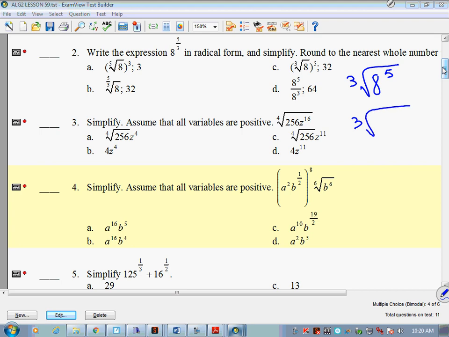Can I write this another way? Right? Remember I showed you that there are 2 ways to write that. Where else can I put that 5? I could put it all the way on the outside here. Okay? Let's go ahead and just plug this in our calculator. What is 8 to the 5/3?